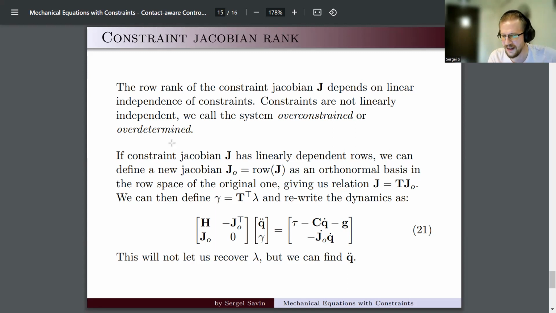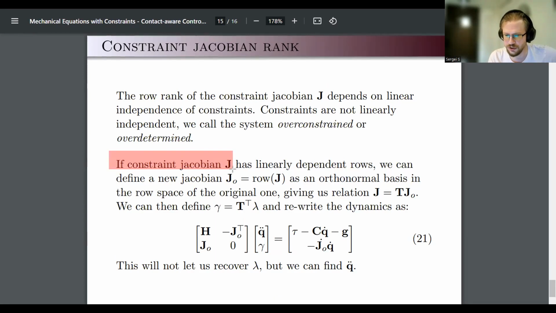And there is a way. So let me explain. If the constraint Jacobian J has linearly dependent rows, so it is not full row rank, then we can define a new constraint Jacobian, J_O, as a row space basis of J. So a row space basis here is an operation that gives us an orthonormal basis in the row space of the original matrix.